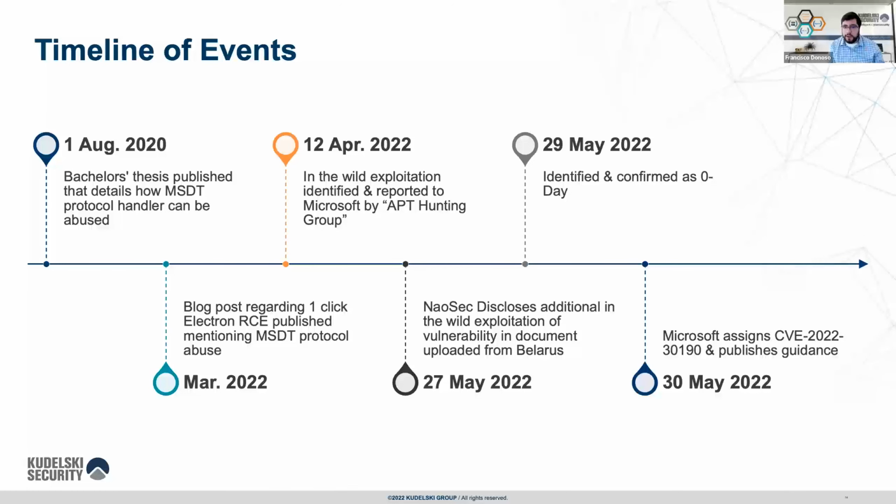And then by May 30th, so a few weeks ago, about a week ago, Microsoft officially assigned a CVE ID and published some guidance on how clients should respond. So that's the timeline, about 2 years from discovery to full-on exploitation by a nation state attacker.